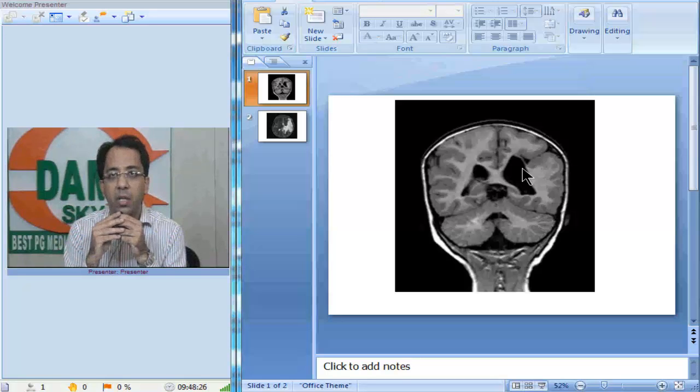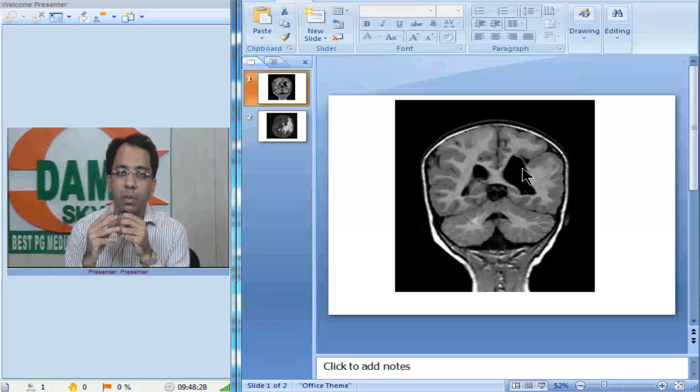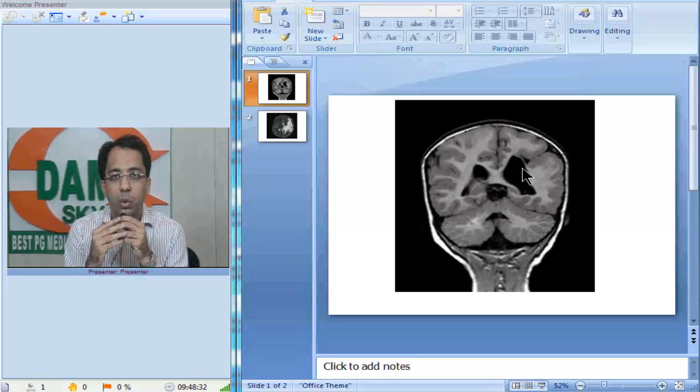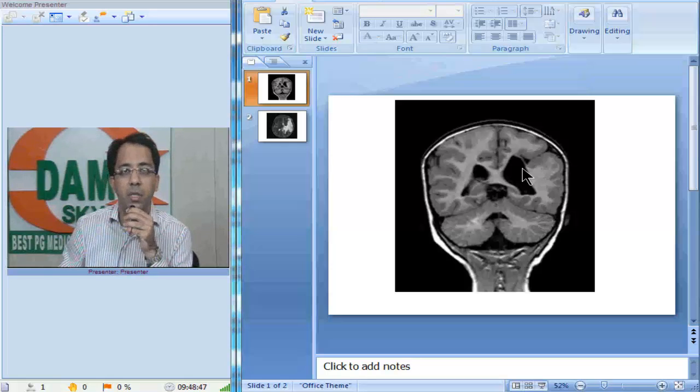What is schizencephaly? It is a type of cortical malformation which is believed to be due to abnormal neuronal migration, and various other theories have also been proposed, but the most commonly accepted theory is abnormal neuronal migration, in which you see a gray matter lined cleft extending from the pial surface to the ependymal surface.